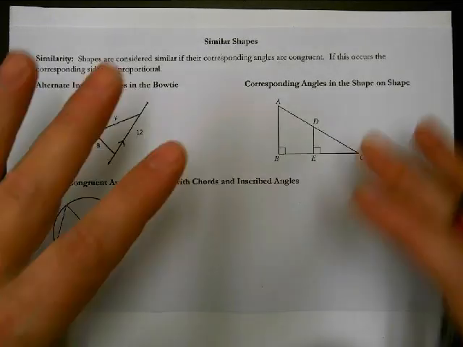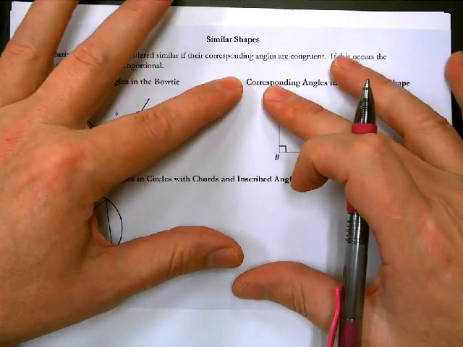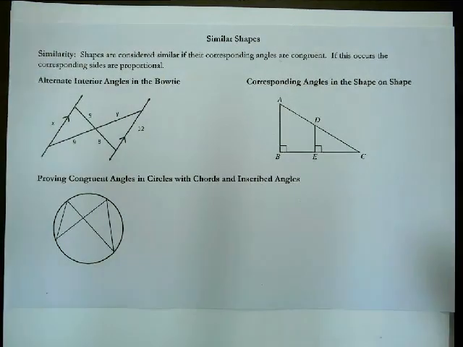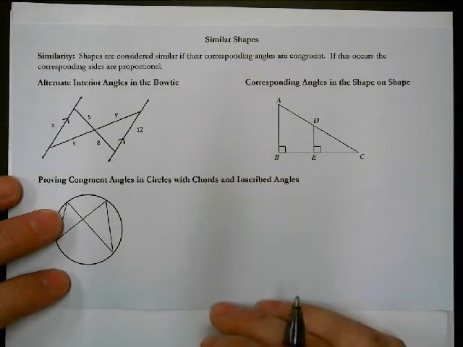So it's kind of like a shape has started off small and then we just blew it up a little bit. Okay, that's what a similar shape would be. The angles would stay consistent. They'd be congruent to each other, but the sides would be in some kind of scale factor. All right, so let's look at this first one.